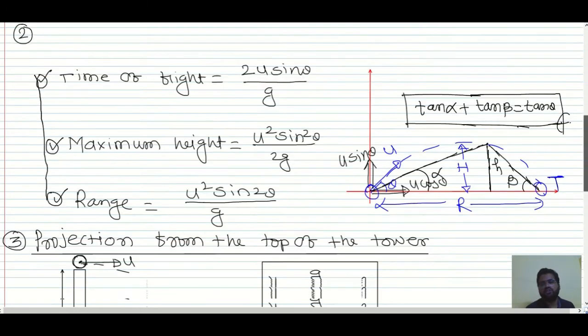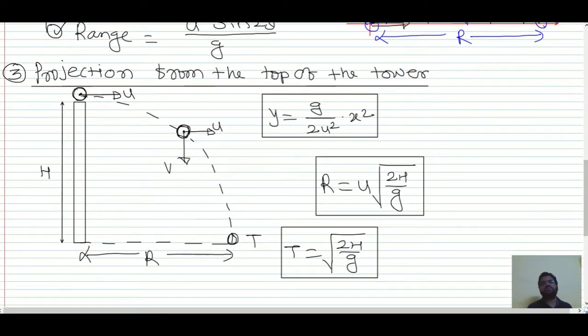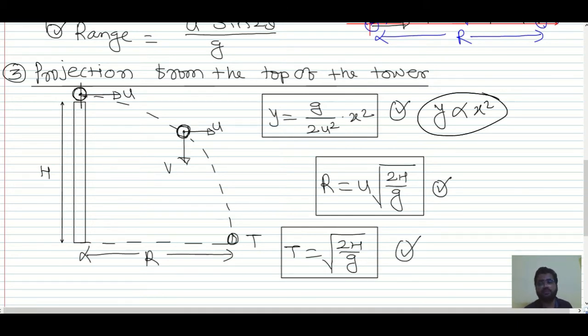Now the third one: projection from the top of the tower. In this, what is the equation of trajectory? The equation of trajectory is y is equal to g by 2u squared times x squared. As y is directly proportional to x squared, the ball will go along a parabolic path. And the range formula is R is equal to u root of 2h by g, and the time of flight from the point of projection till the ground is root of 2h by g. So these are the three cases with formulas that you need to remember in projectile motion.